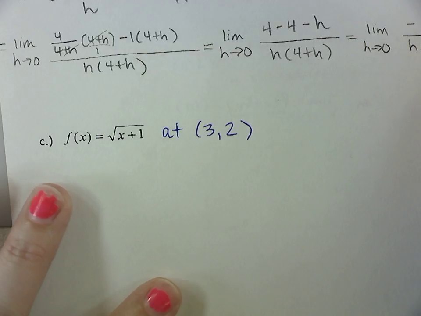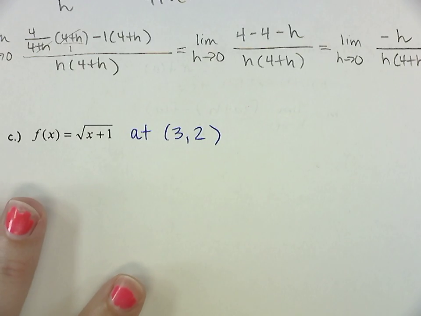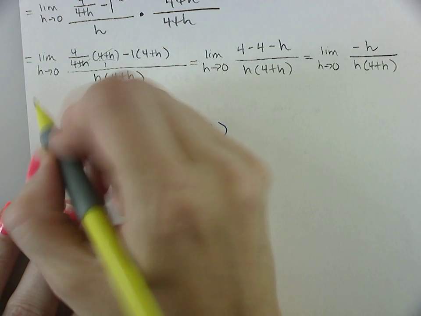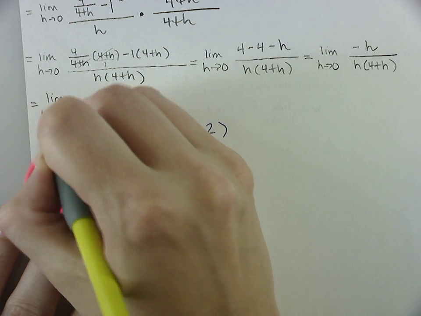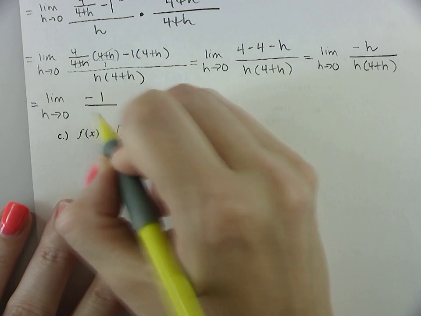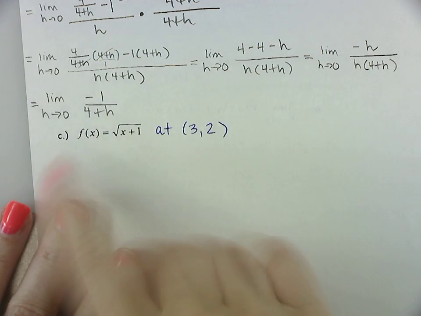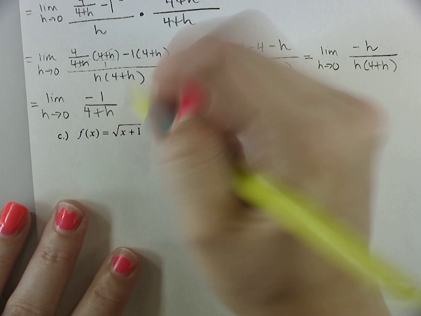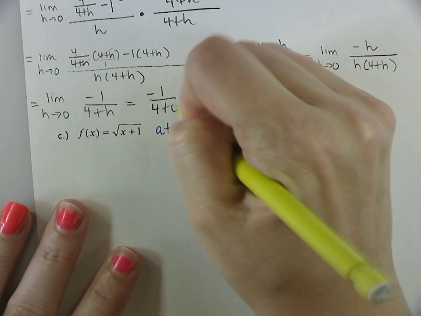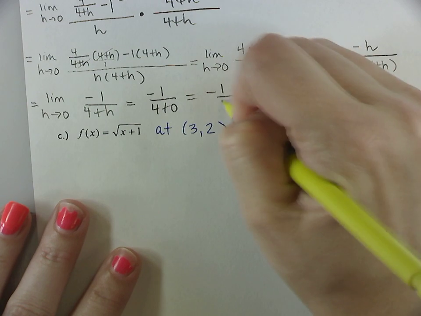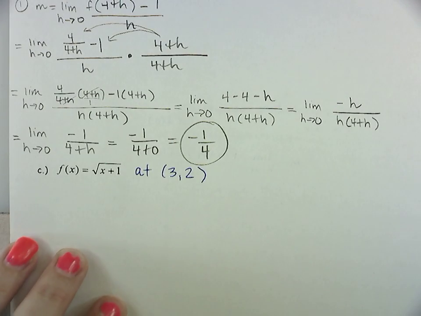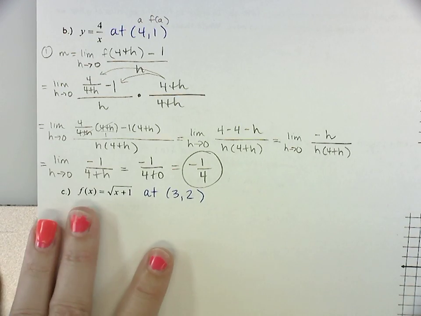Okay, so 4 minus 4 is going to be 0, so I have negative h on top. H times 4 plus h on the bottom, what's going to happen? Yeah, what'd you say, Olivia? Yeah, the h's are going to cancel. So now, because this is a negative, I'll have negative 1 on top. I'll have 4 plus h on the bottom. Now can I substitute in 0 and get a valid answer? Yes. So this will be 4 plus 0. So this would be negative 1 over 4.